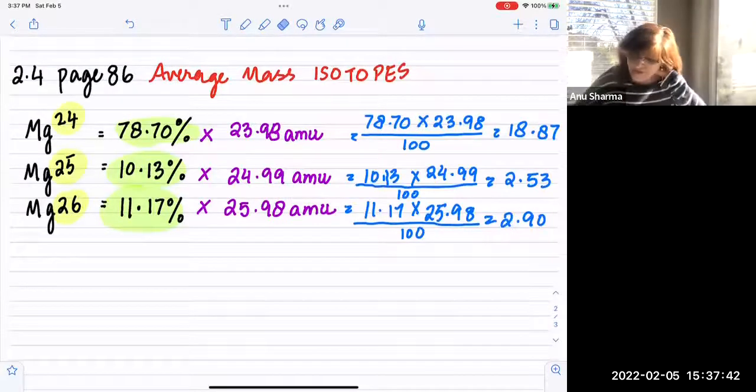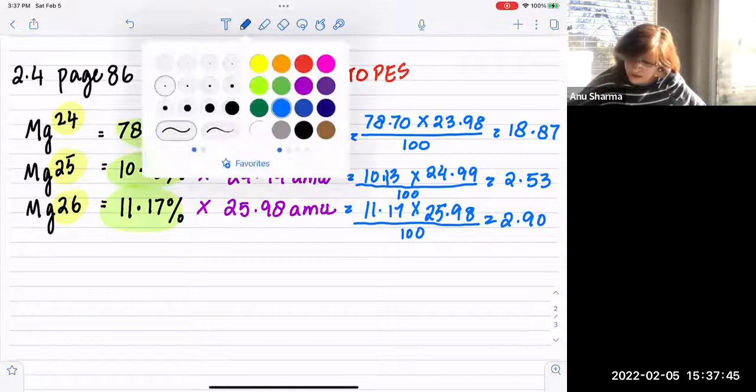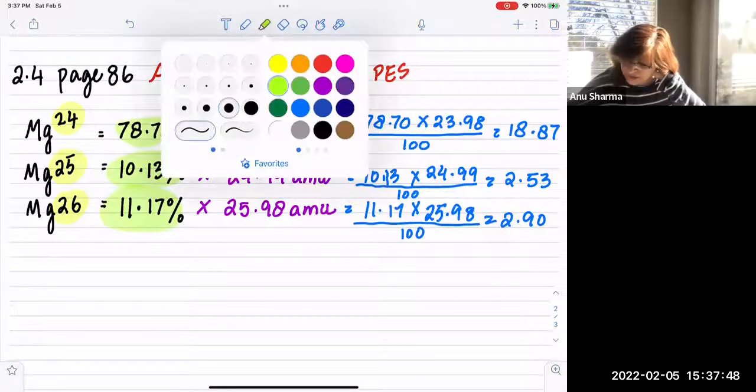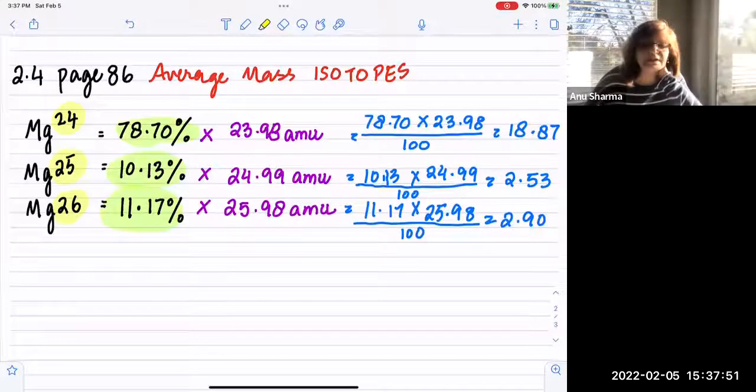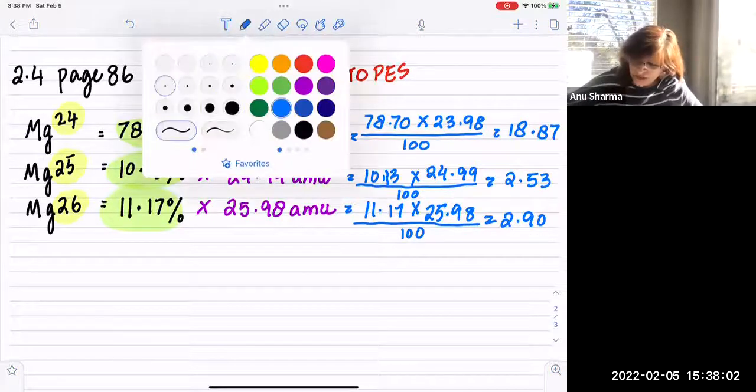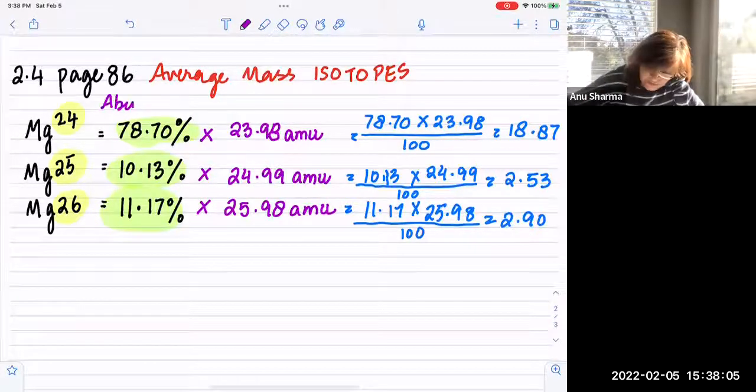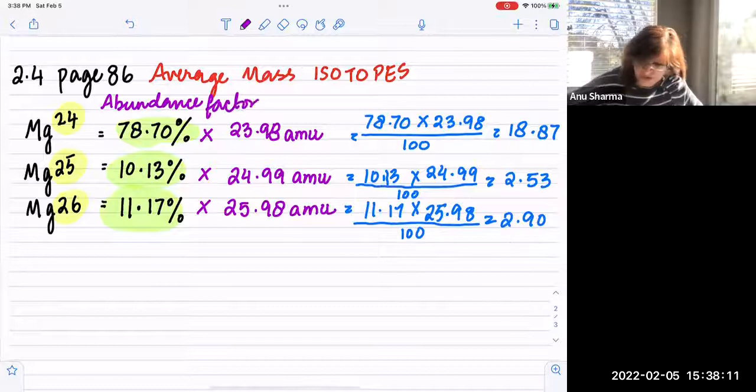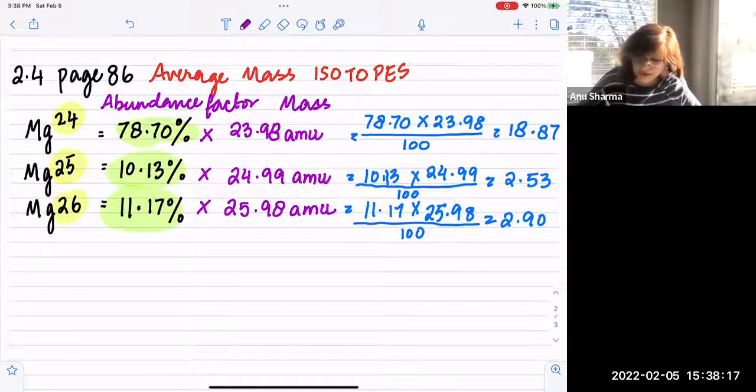Okay, so here we have the first one, give me 1 minute. The first one was 78.70 times 23.98. And so when we solve it, this is 78.70%. That is the abundance factor. So the abundance factor is the amount that is found in nature. So we are bringing in the abundance factor times the mass of that isotope of magnesium. Okay, so 78.70 times 23.98 divided by 100.